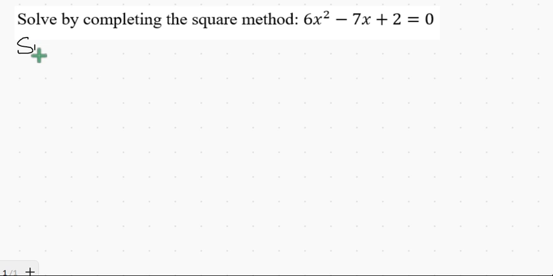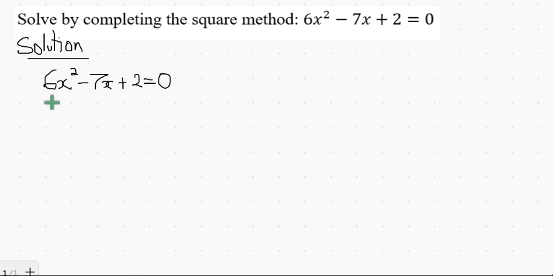Let me recall, I'm going to write the question again on my screen with the pen. So the question is, the equation is 6x squared minus 7x plus 2 equal to 0. So we have to solve this equation by the completing the square method.